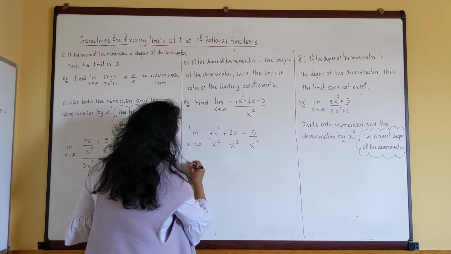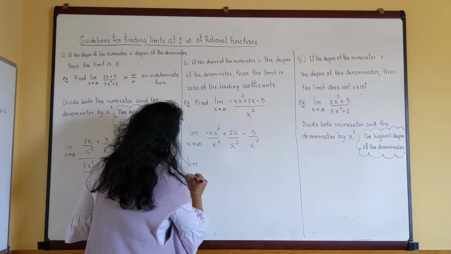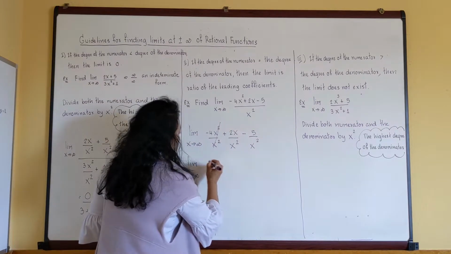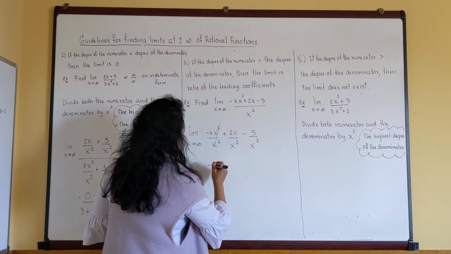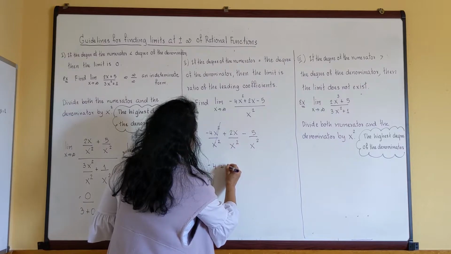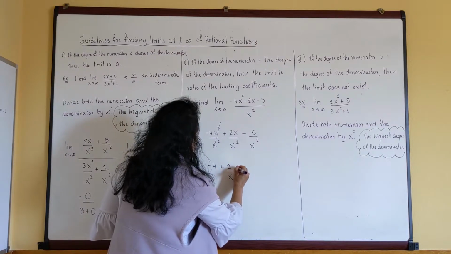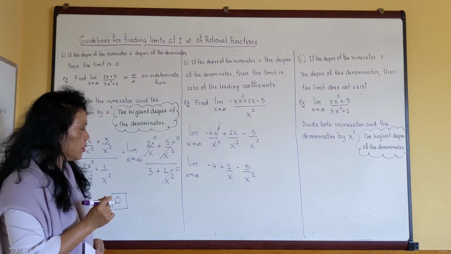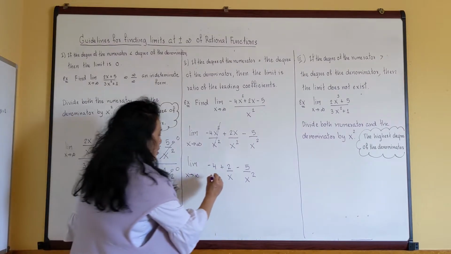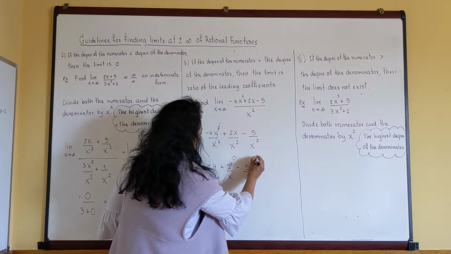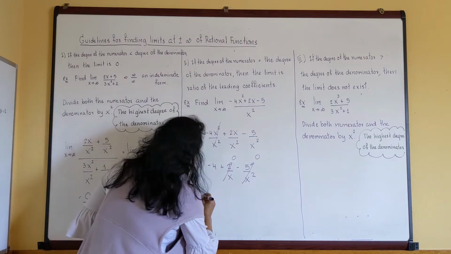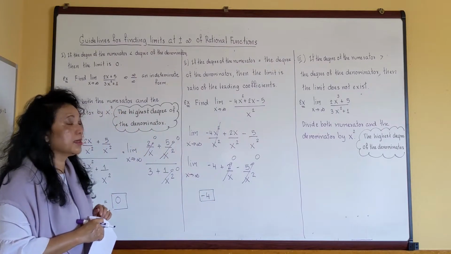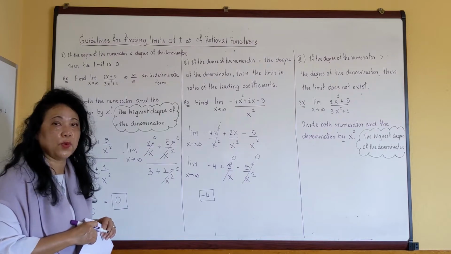Then I would have the limit as x goes to infinity, the x squared cancels. I'm left with negative 4 plus 2 over x minus 5 over x squared. Now as x goes to infinity, the second term will go to 0, the third term will go to 0. And we will have the answer is negative 4. Alright, negative 4 over 1 is negative 4.